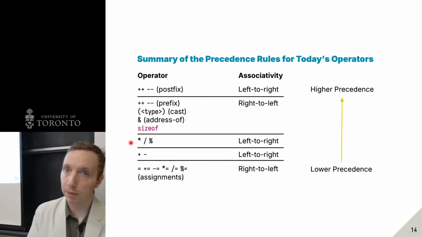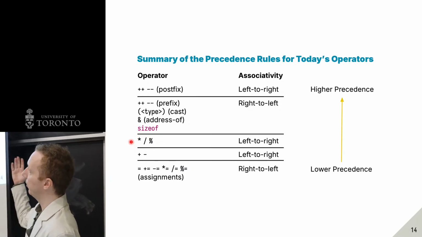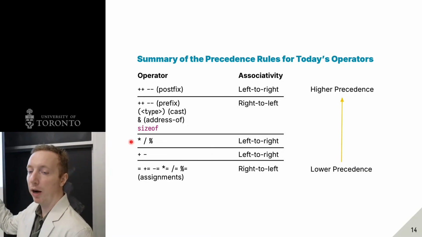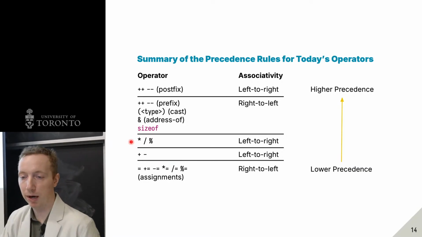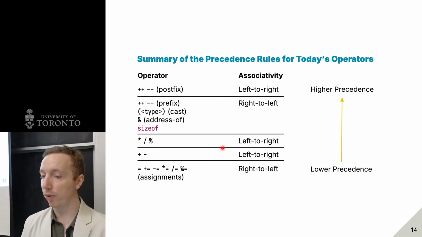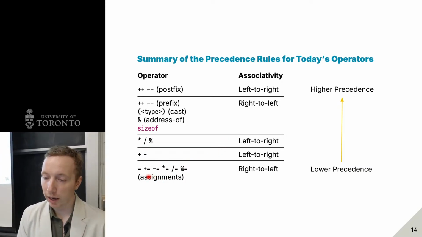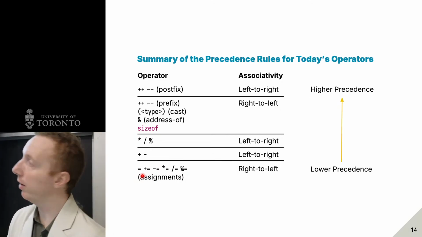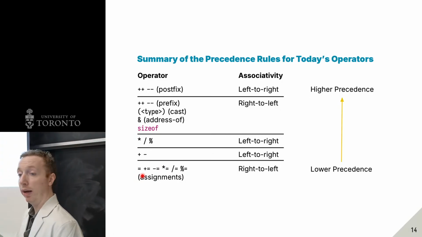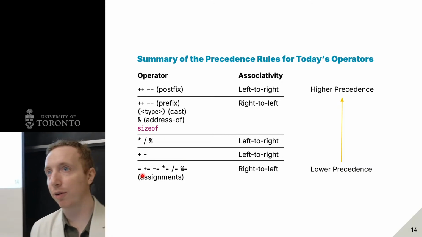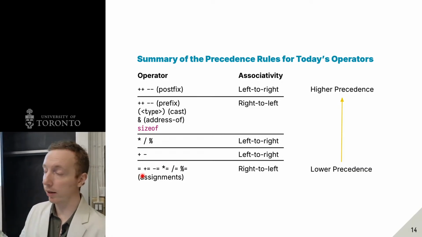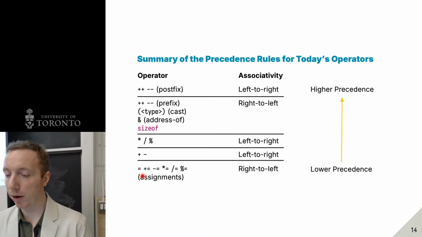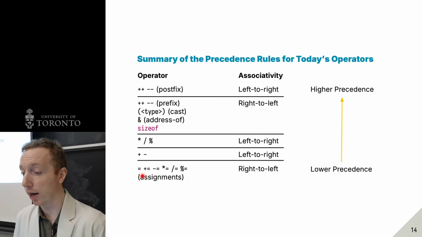The other ones we have are multiplication, division, and modulo. Those are higher precedence than addition and subtraction. And like in math, the associativity is left to right. And then there are all the assignments, so just the assignment operator by itself or all the shorthands. They are the lowest precedence and their associativity is right to left. But again, I recommend just putting one assignment per line in C.